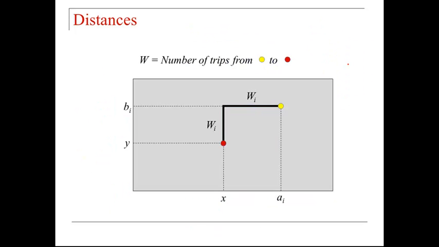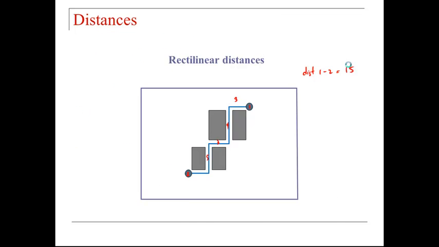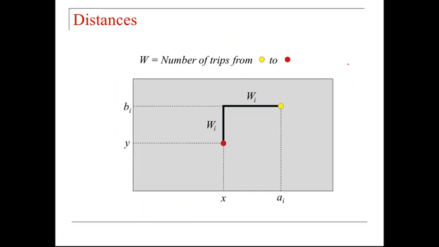Okay, so remember we are going to use, if we go back here, the minisum approach. So we are trying to minimize the sum of the weighted distance between the new facility and other existing facilities. So we need to provide a weight for those distances. And we can name those weights W, which is going to be the number of trips from the existing location to the new location. Okay, so that's going to be our Wi.